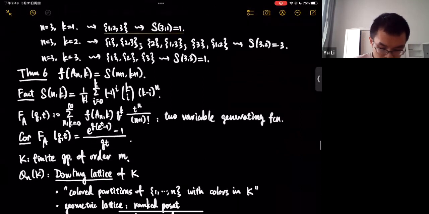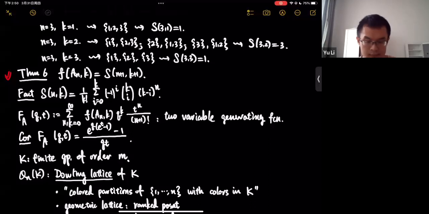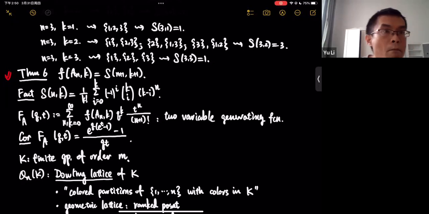Okay, yeah, so that's the content of theorem number 6. In type A, the number of codimension K cells is the Stirling number S of n plus 1, comma K plus 1. Okay, and then we have some classical formulas for the Stirling numbers, which don't look nice. What looks nice is the two variable generating function of the Betti numbers.